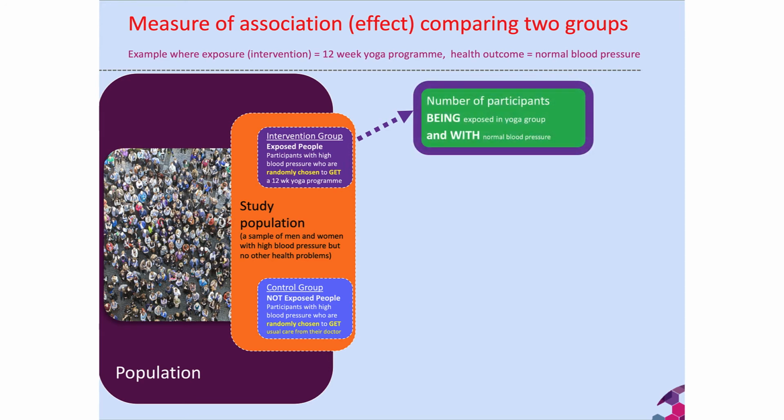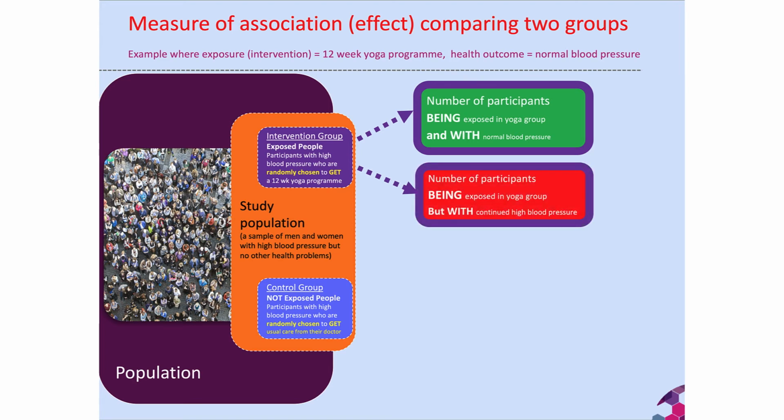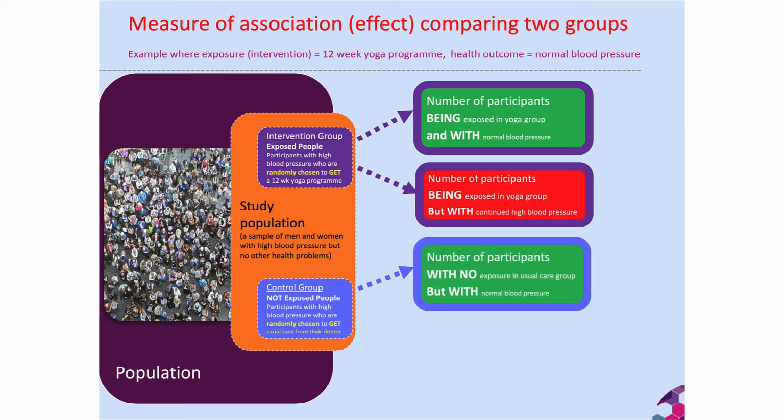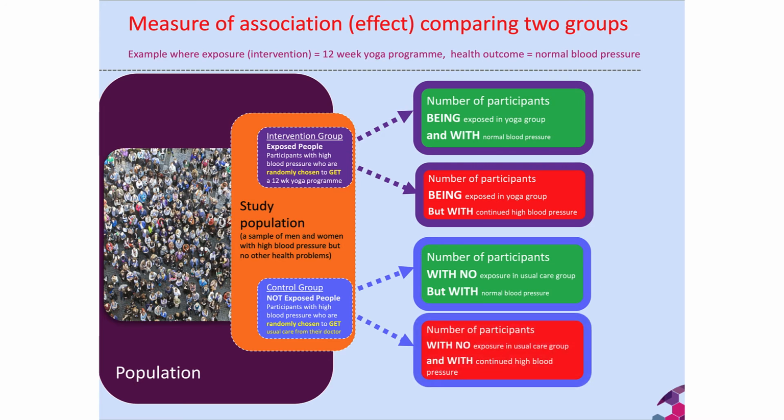We want to then find the number of participants being exposed in the yoga intervention group who have normal blood pressure, and the number of participants being exposed in the yoga intervention group but who continue to have high blood pressure, i.e. the yoga group has had no effect. And then in the control group, we want to look at the number of participants who were not exposed to the yoga program and had just usual care, but they also find that they have normal blood pressure, and then the number of participants with no exposure to the yoga program who have continued high blood pressure.